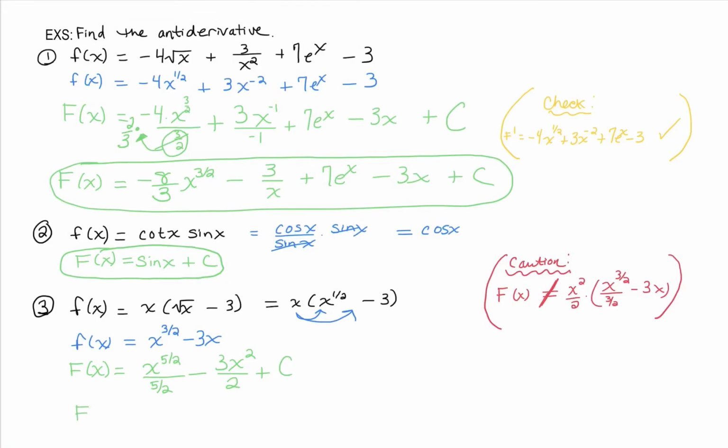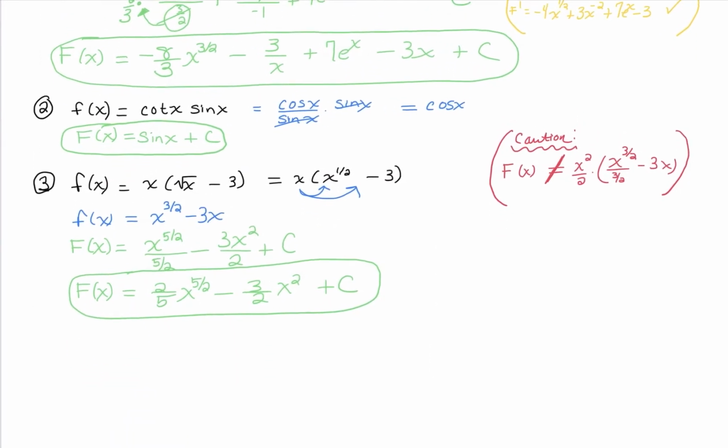So our antiderivative here, again cleaning up, dividing by 5 halves is like multiplying by 2/5. So 2/5 x to the 5 halves minus 3 halves x squared plus c. So if you have a product, you need to multiply it out. Or if it is a trig function, you might have to do some trig identity work before you can take the antiderivative.